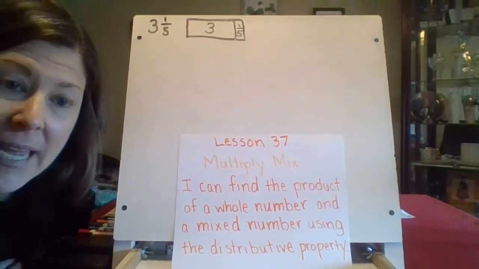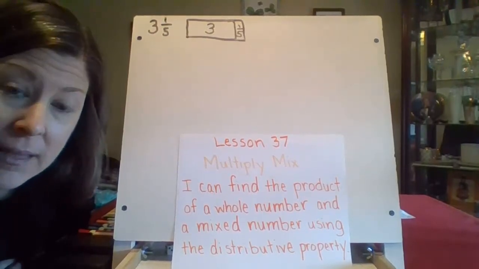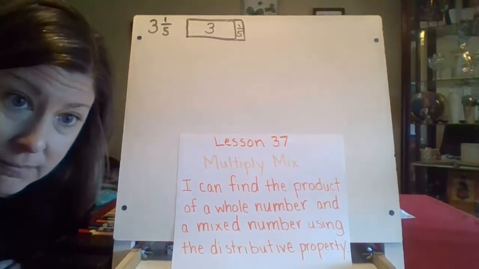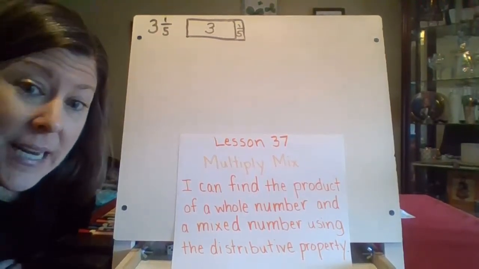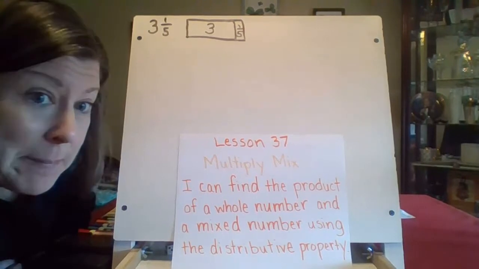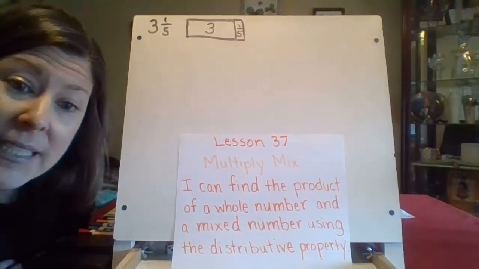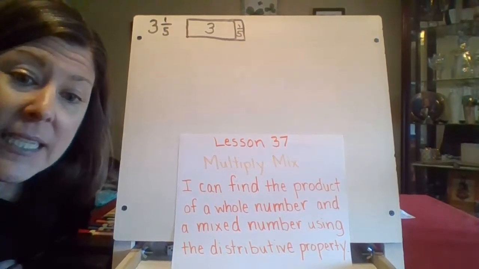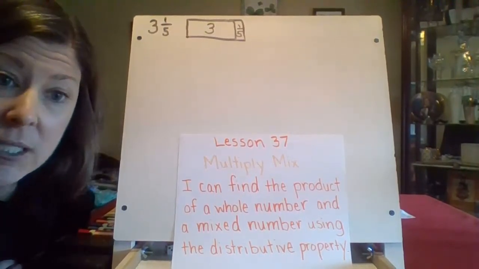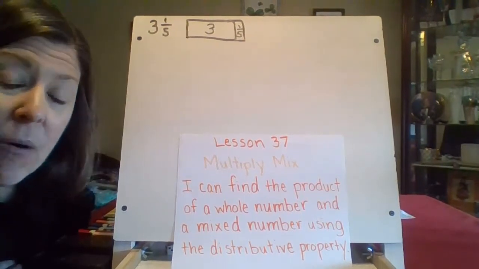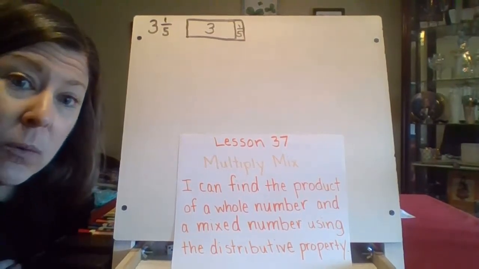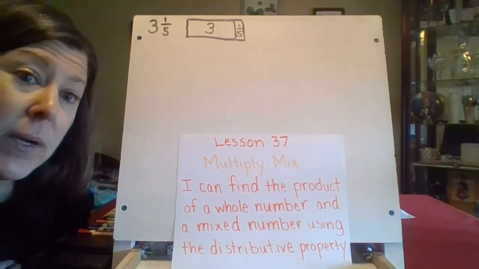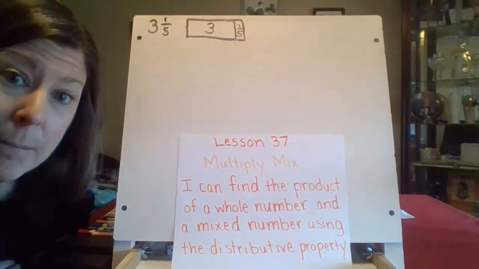Today is Monday, April 20th, and we are up to lesson 37. When you go online, the name of the lesson is called Multiply Mix. Our I can statement: I can find the product of a whole number and a mixed number using the distributive property. Now, at the end of last week, we were multiplying a whole number and a fraction. So now we're going to multiply a whole number with a mixed number.